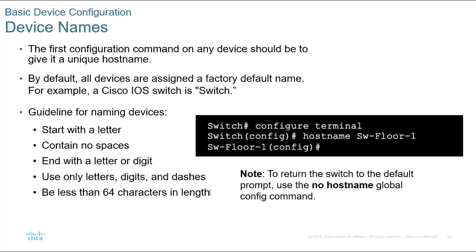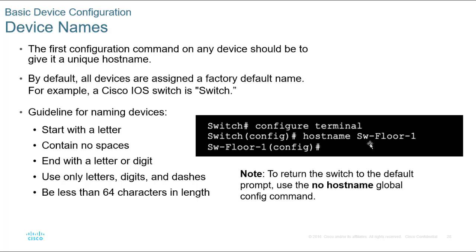Less than 64 characters. First, you have to be in privileged exec. Then you want to go into global configuration mode: configure terminal. You can shorten it to conf t. Once you're in global configuration mode, as evidenced by the config prompt, the command is hostname. The hostname command will in turn change the prompt.